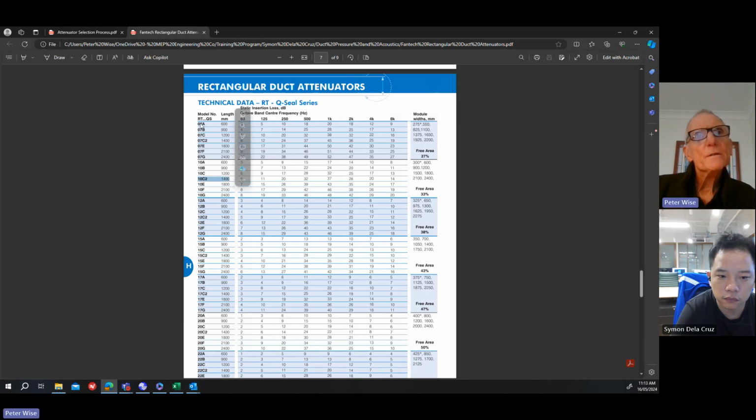So when we go up in the letter after that number, it's increasing the length, right? The number itself refers to the free area over here. So the lower free area obviously is going to accelerate the air more. As you increase the free area, the airflow doesn't accelerate as much. Generally, we select attenuators probably from 27 to 38%.